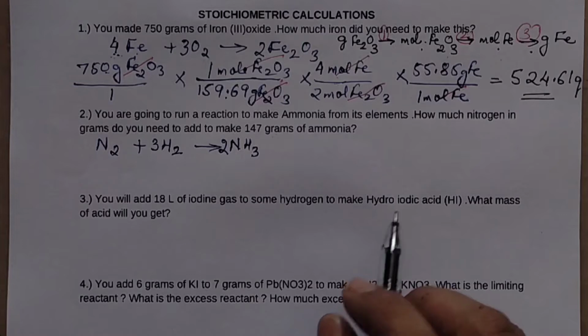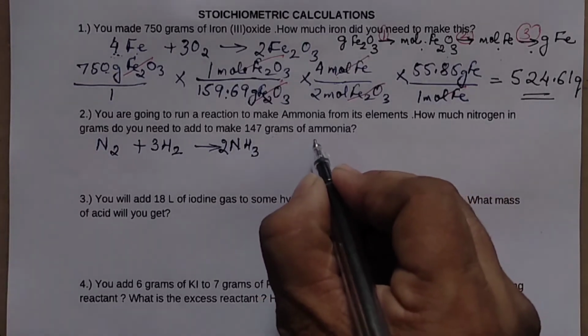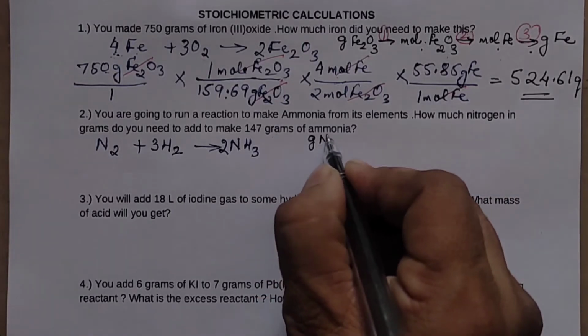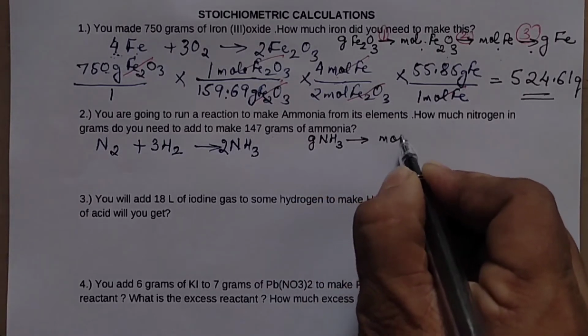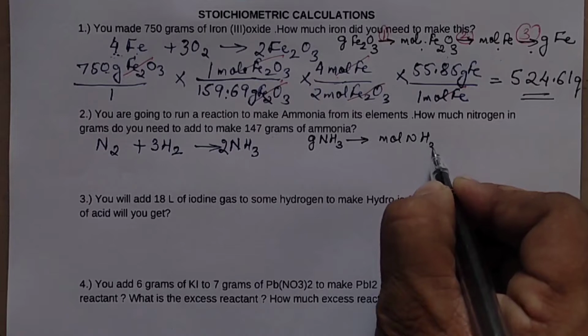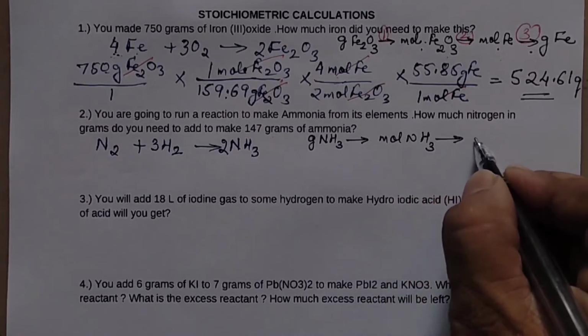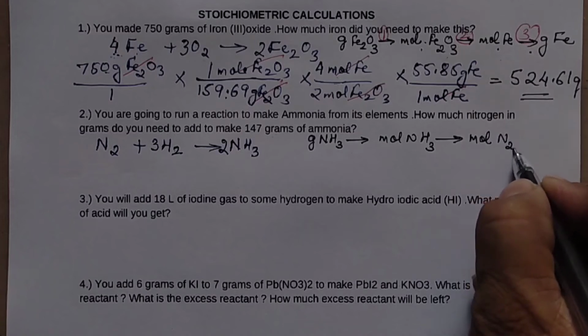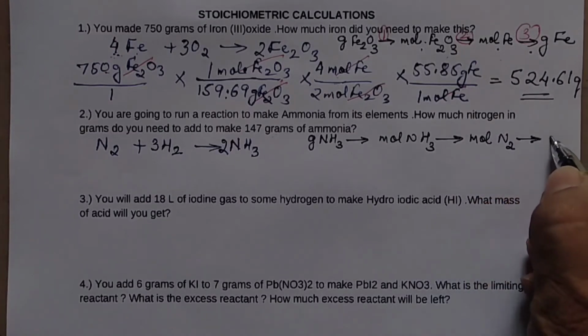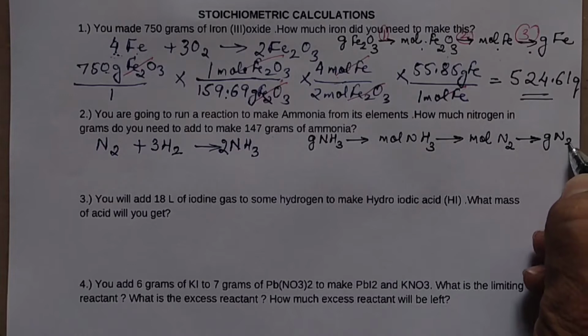Again, that means you have to follow 3 steps. So what are the steps in this? First, grams of ammonia you have to convert into moles of ammonia. After that, comparing the molar ratio, you have to convert it into moles of nitrogen. Then after moles of nitrogen, you have to convert into grams of nitrogen.